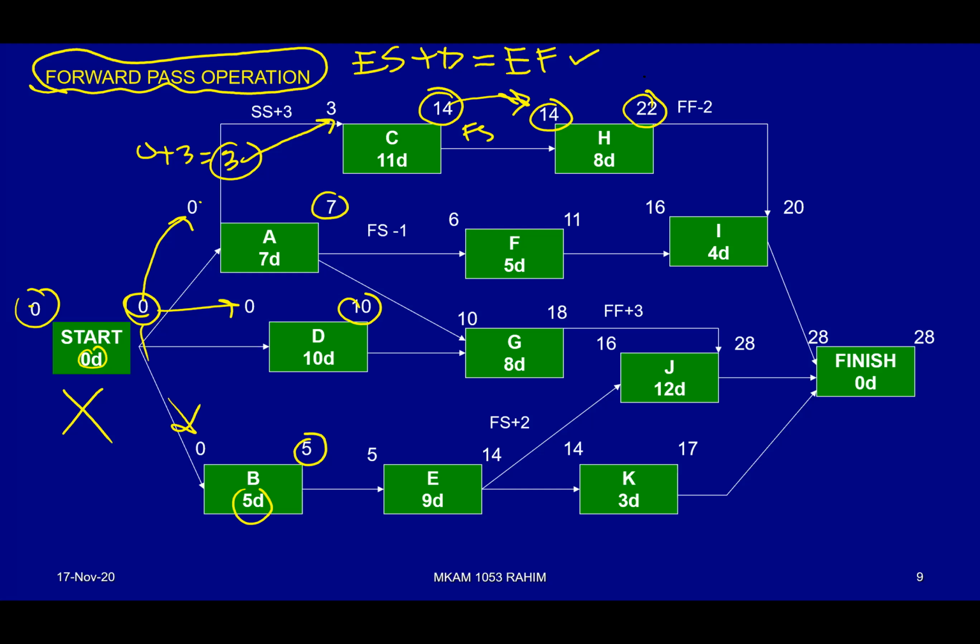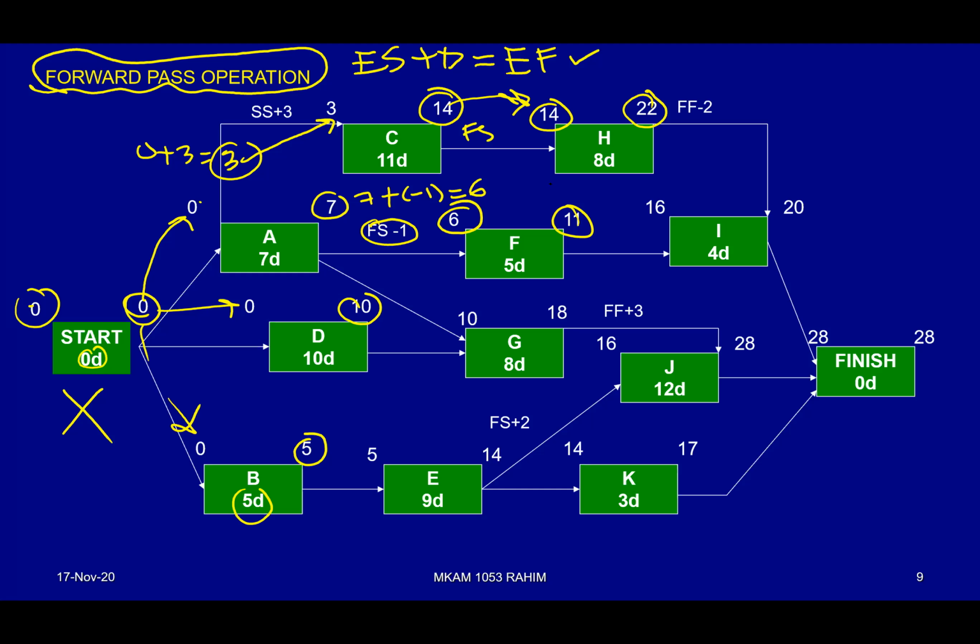Okay, now we do F. How do we do that? Okay, remember, this is the relationship. Everything basically adds. We add the value 7 plus minus 1, as if 7 minus 1 equals 6. So that's how we get 6. 6 plus 5 equals 11. Okay, we finish on activity F.